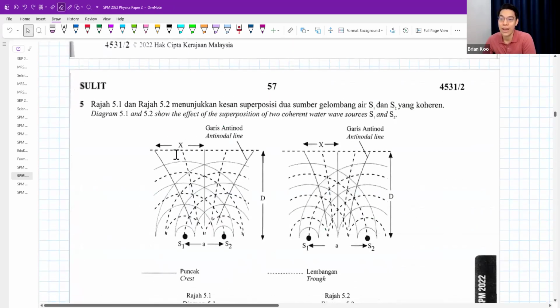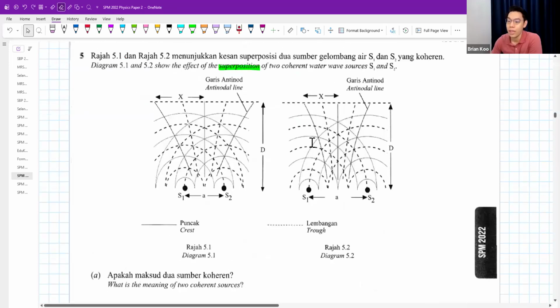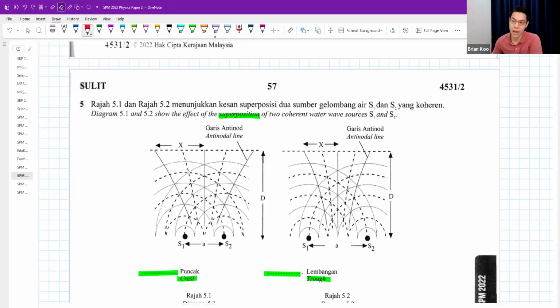Okay, we move on to question 5. Diagram 5.1, 5.2 shows the effect of superposition of two coherent water wave sources S1, S2. The solid line is a crest, the dotted line is a trough. Superposition has two other words that have the same meaning. It means overlapping of waves. It also means interference of waves. They all have the same meaning, these three words: superposition, overlapping, interference.